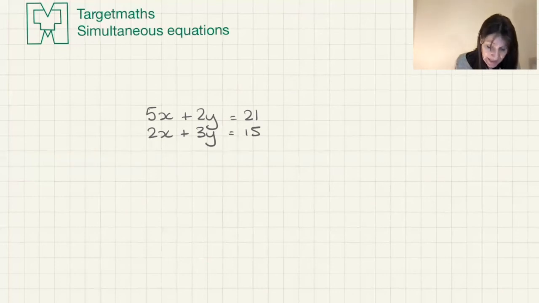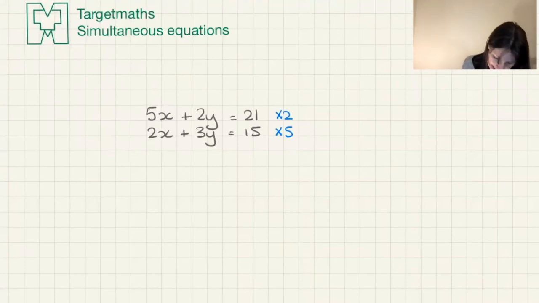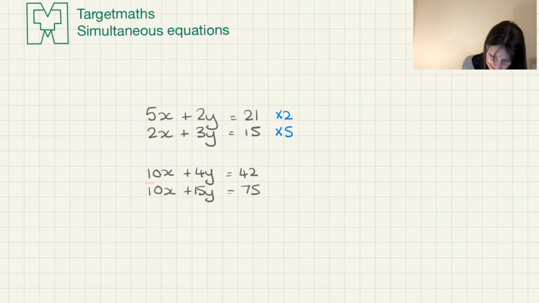Okay, to get these to match, I'm going to have to do that cross multiplying that we saw in the very first example. So I'm going to be timesing the top one by 2 and the bottom one by 5. This is going to then give me 10x plus 4y equaling 42. And then timesing everything by the 5, I've got 10x, happy days. And then I've got plus 15y. And then 15 times 5 is 75. And then I do my takeaways, okay?